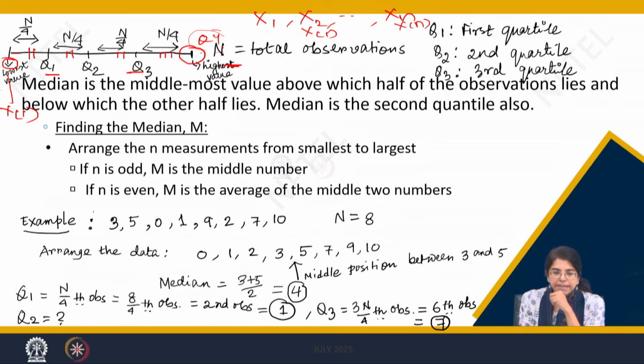So, the median is the middlemost value above which half of the observations lie. If I restrict to Q2, how many observations lie above Q2? n by 4 plus n by 4, which altogether sums to n by 2. So, n by 2 observations will be above this point and n by 2 observations will be below this point, and that is why the median is called the middlemost value.